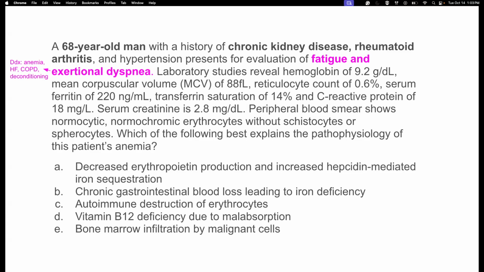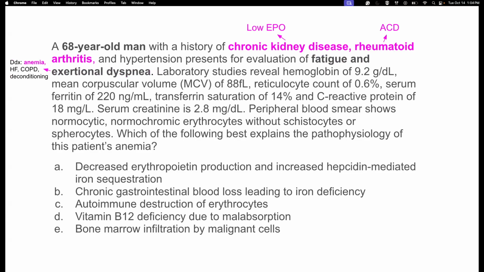It could be something like heart failure, it could be respiratory, like COPD, could be something like deconditioning, a whole bunch of different things it could be. We know this question's about anemia because I told you, so we'll stick with that, but it's great to keep kind of a broad differential. The sentence also has a couple other key pieces of information.